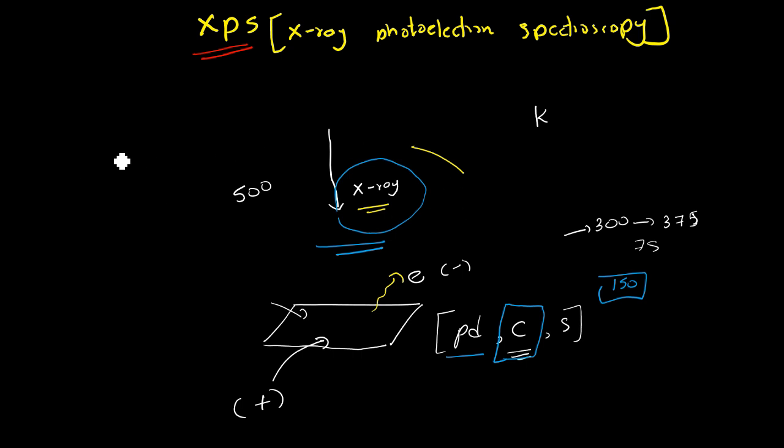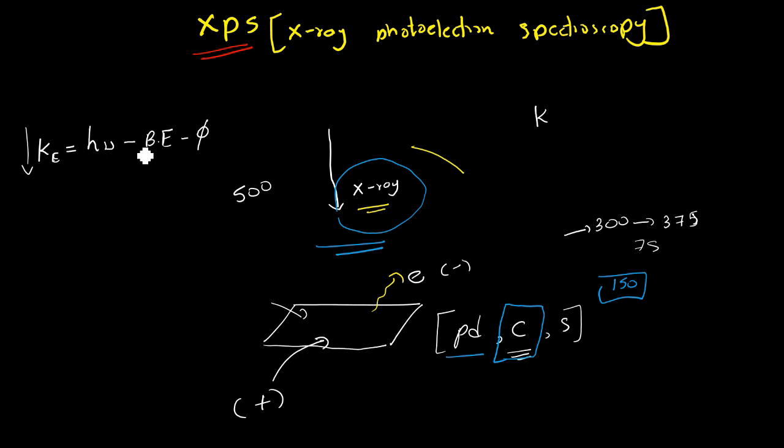So let me state the equation for this. Here we have kinetic energy. This must be equal to the X-ray energy minus the binding energy minus the correction factor, right? So look at this. When your binding energy is getting higher, your kinetic energy will be lower.